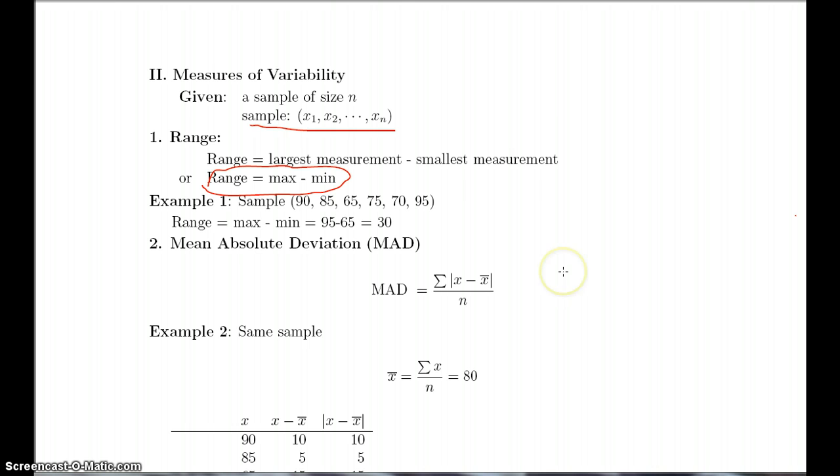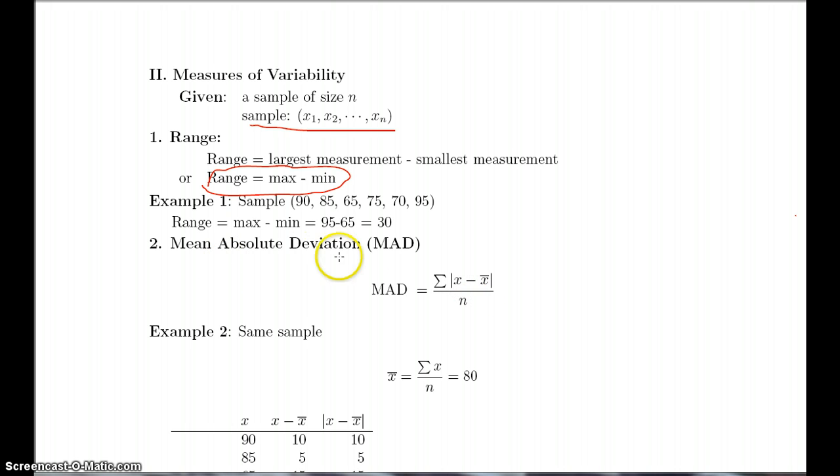The problem with this method, of course, is that sometimes all your measurements are in this area and you have another measurement which is 10, then you'll have a very large range, but all your values except one are very close to each other. So this sometimes doesn't work well to measure data variability. So here is another method.